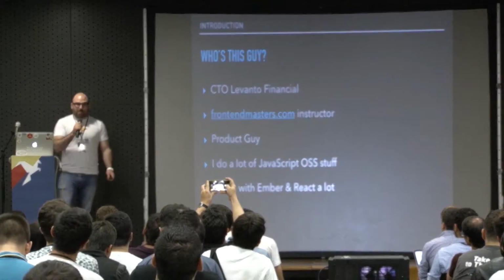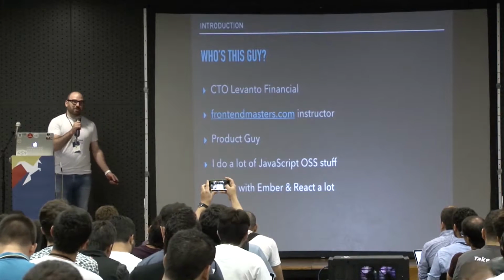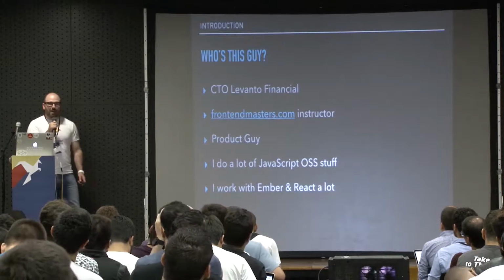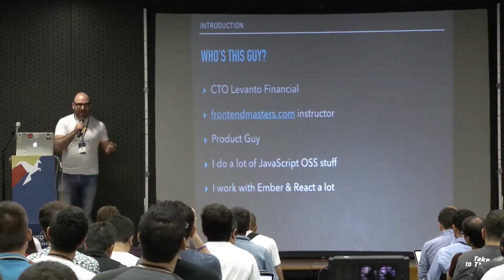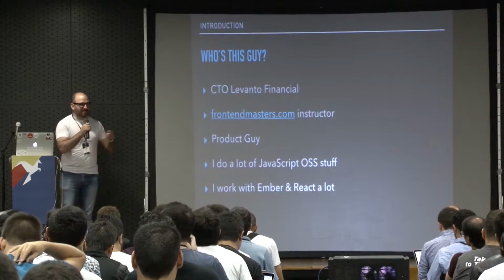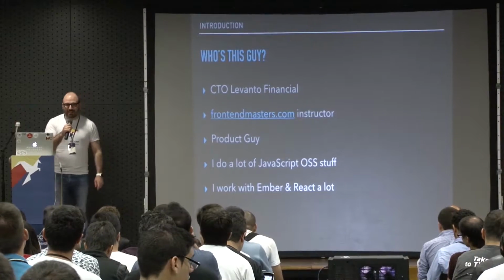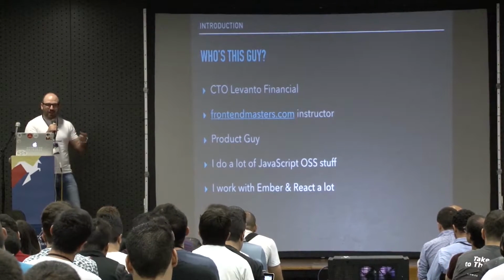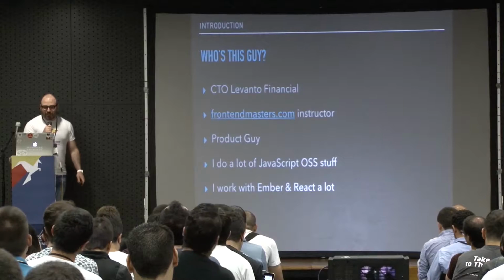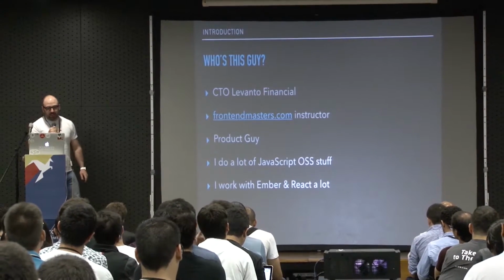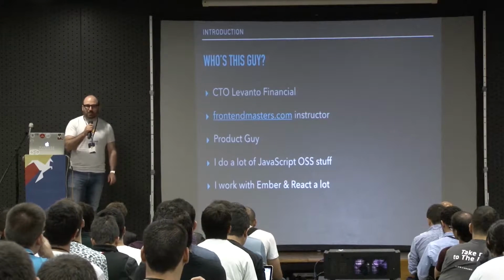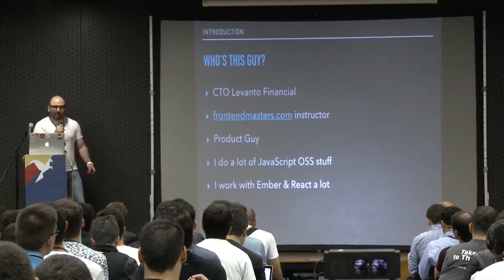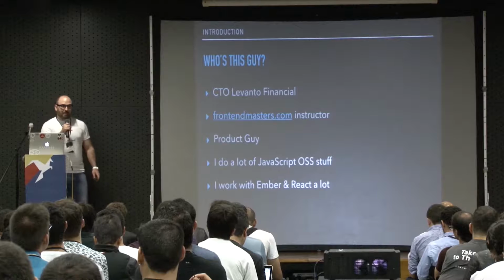My perspective is I'm a product guy who happens to code, right? So I don't really get as excited about making something a little bit faster compared to getting something in the hands of customers faster and building things quickly and iterating quickly. I do a lot of JavaScript open source stuff, and I don't just work with one framework. I kind of touch on everything. And that's part of what I want to talk to you about today.